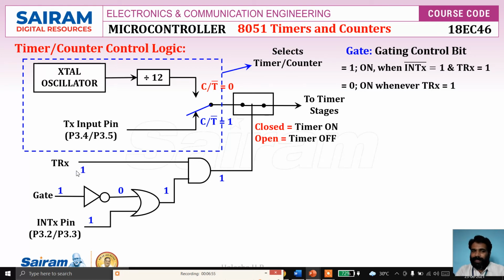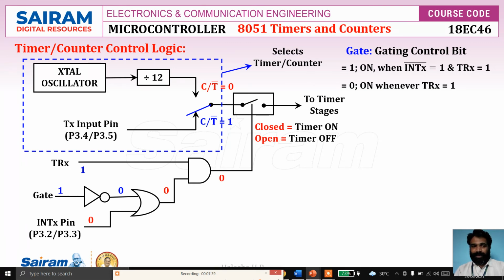Suppose TRX is equal to 0. Even though the interrupt pin is 1, the output of the AND gate is 0, so the switch is open, timer is off. That means both should be 1. If either is 0, the output of the AND gate is 0, so the switch is open, timer is off. Suppose TRX is 1, if interrupt is 0, the output of the OR gate is 0, that is connected as input to the AND gate, so the output of the AND gate is 0, the switch is open, that means the timer is off.